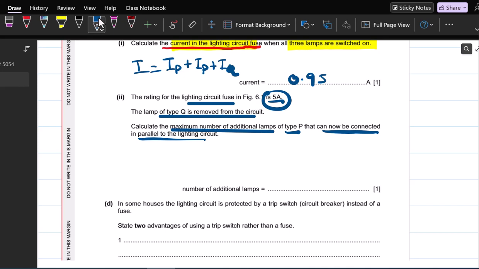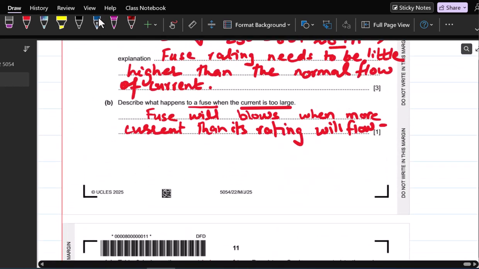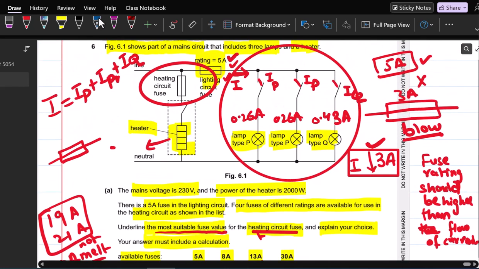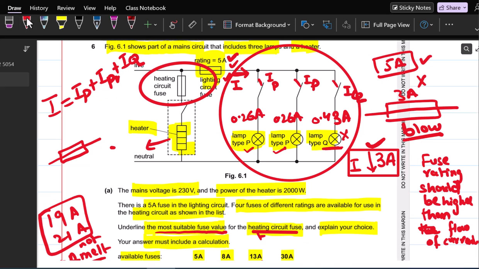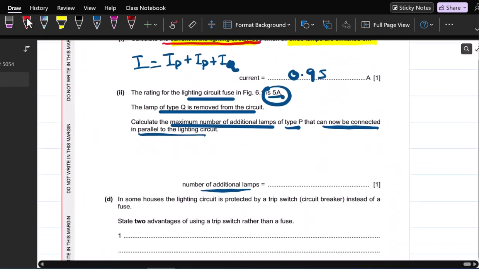So number of additional lamps we have to basically calculate. So two are already connected. We are going to remove this lamp, and in place of this we have to connect lamp type P, having the current rating given here. So according to this 5 ampere fuse, we have to see how many lamps can be adjusted.